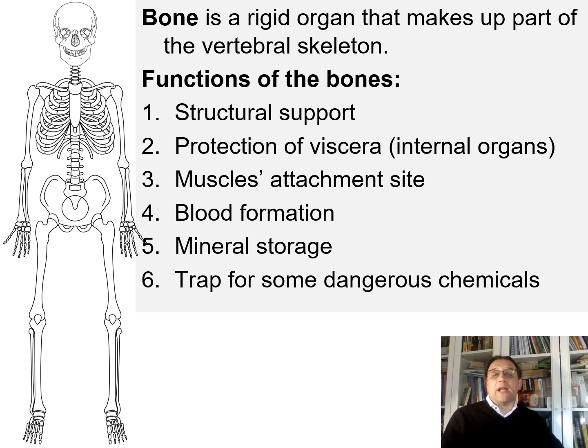Another example of connective tissue is bone tissue. Bone tissue makes most of the bones. Bone is the rigid organ that makes up part of the vertebral skeleton. And the functions of bone include structural support, protection of viscera. Another word for viscera is internal organs, but it's better to say viscera, easier and quicker. Muscle attachment site, blood formation. Yes, blood is made in the bone. Please remember this. Mineral storage. Also, what bones do is they trap some dangerous chemicals that we are exposed to through the environment.